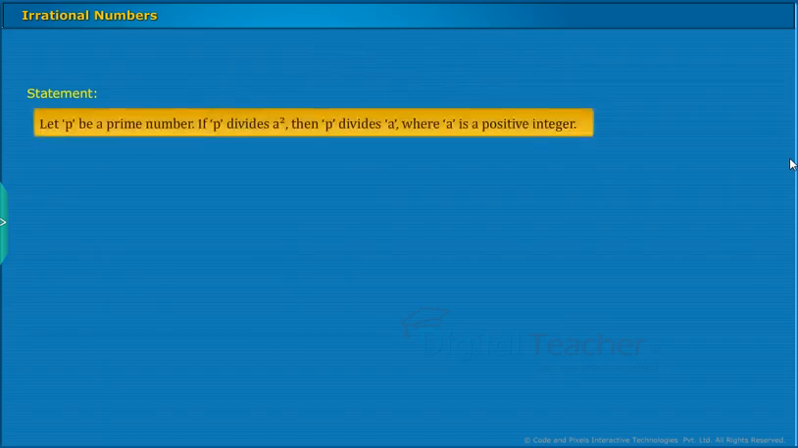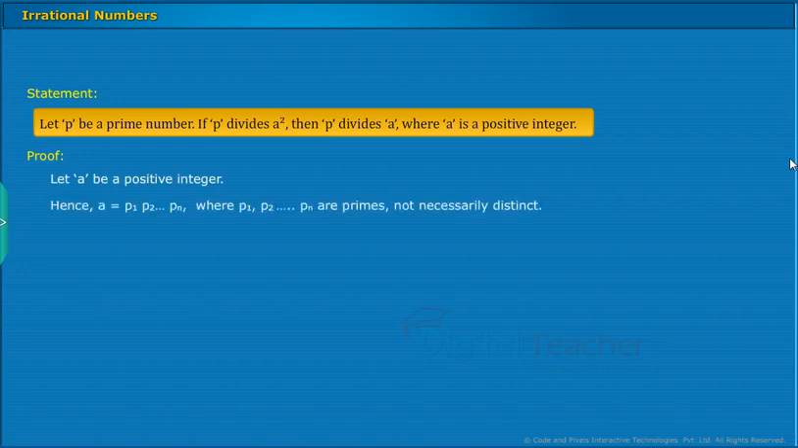Let p be a prime number. If p divides a square, then p divides a, where a is a positive integer. The proof of this statement is based on the fundamental theorem of arithmetic. Let a be a positive integer. Hence a is equal to p1, p2 till pn, where p1, p2 till pn are primes, not necessarily distinct.